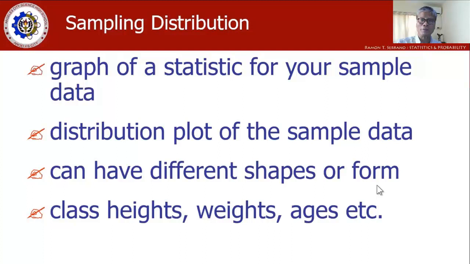For example, in your class, what would be the distribution of the heights? How many are 4 feet tall, 5 feet tall, 6 foot tall, and then 8, 9, and 10, etc. I am not so sure if there is an 8 foot tall here. Okay? So it could be the different weights. No, let's not talk about weights. I might be accused of being biased. Okay? Or ages. Or probably your ages would be good because you all have similar ages.